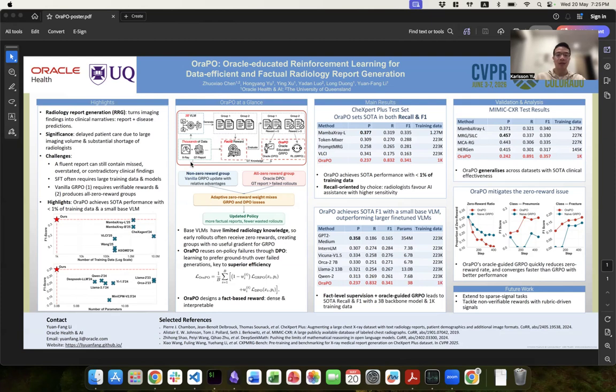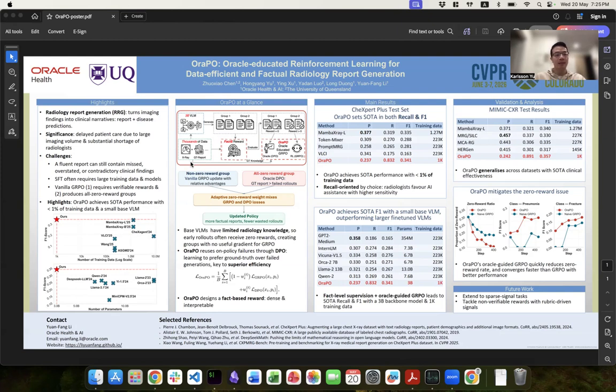The problem is that in radiology, rewards are extremely sparse. Early during training, models often generate poor reports that receive zero reward because the model essentially has no radiology knowledge. This creates what we call the all-zero reward group problem, where GRPO essentially receives no meaningful learning signal.